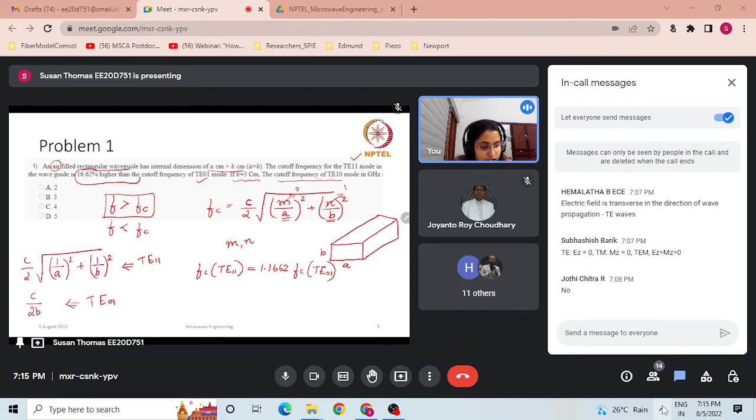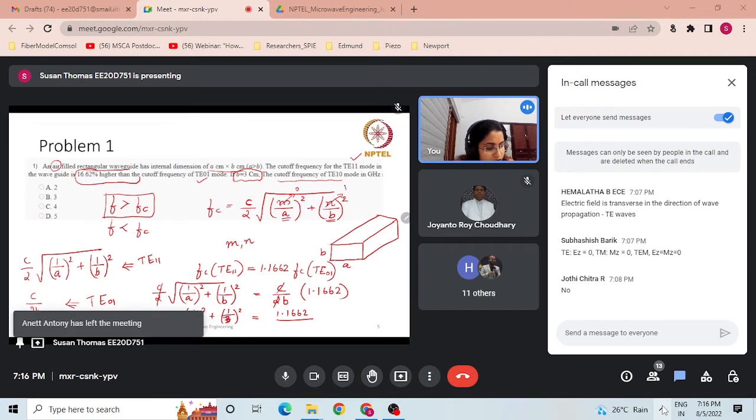And now to solve this, it is very simple. We already know the expressions. So I can write it as c by 2 into the square root of 1 by a the whole square plus 1 by b the whole square is equal to c by 2b into 1.1662. Here the c by 2 cancels, and one dimension, the b value, is known to us, that is 3 centimeters. If I substitute that, squaring both sides, 1 by a the whole square plus 1 by b the whole square equals 1.1662 divided by b, which is 3, and this is the whole square. So basically you can find out the value of a.